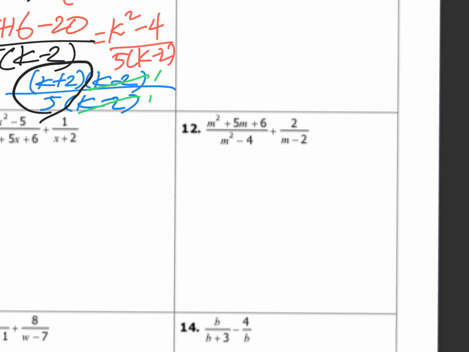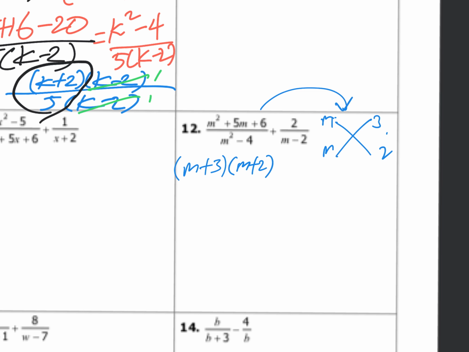Hopefully your first step here was to factor, as you saw the trinomial in the numerator and then the difference of squares in the denominator. So you should need 2 types of factoring. I'm doing the numerator first. m times m is m squared. And it should be 3 and 2, because 3 times 2 is 6, and 3 plus 2 is 5. So in the numerator, it becomes (m plus 3)(m plus 2).